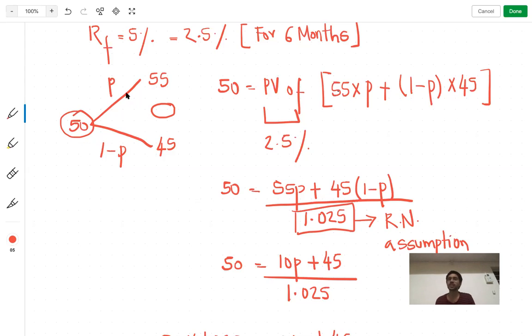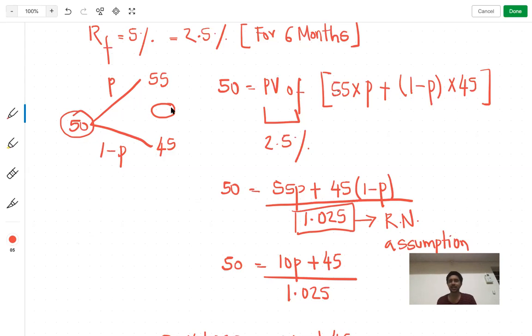Because only if the upside move's probability is 0.625 and the downside probability is 0.375, then the expected cash flow will be such that the return that a risk neutral investor earns will be equal to 2.5% for 6 months. I will just repeat myself: only if the probability is 0.625 on the upside and 0.375 on the downside.